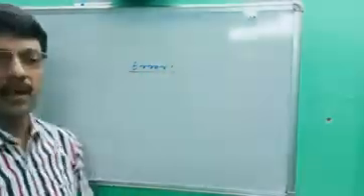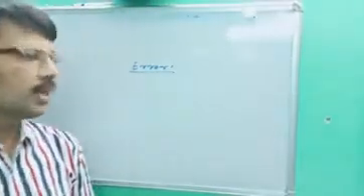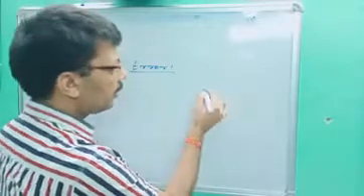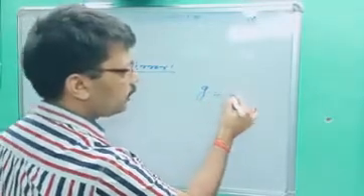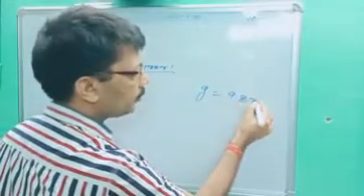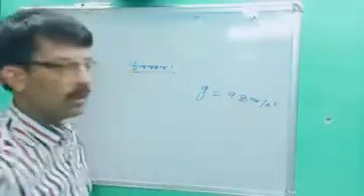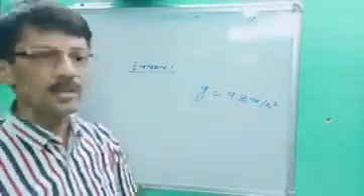This is a very common word. So first, let us see what error is. Suppose a value is given to you, like g. You know the value of g is 9.8 meter per second square. This is the value of g, gravitational acceleration. This is the standard value.